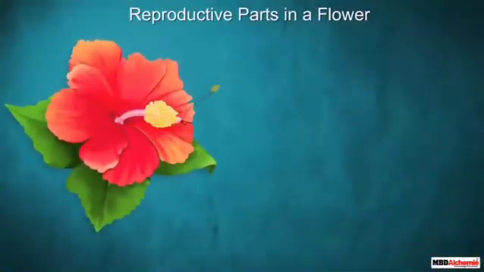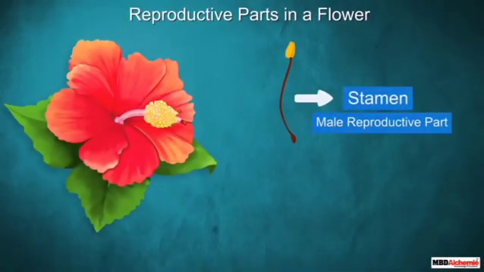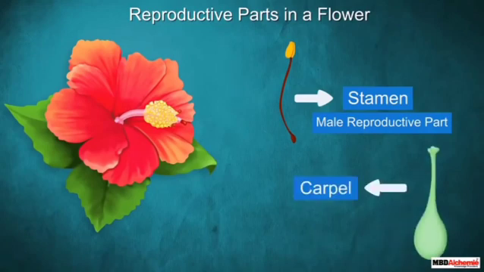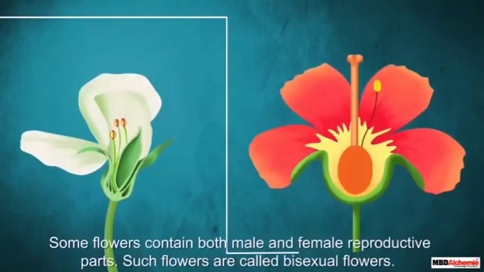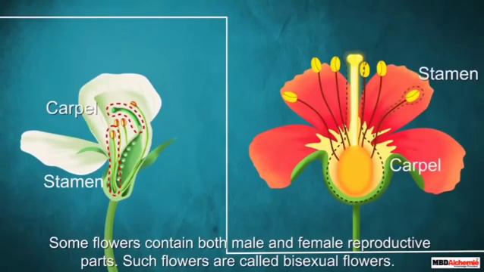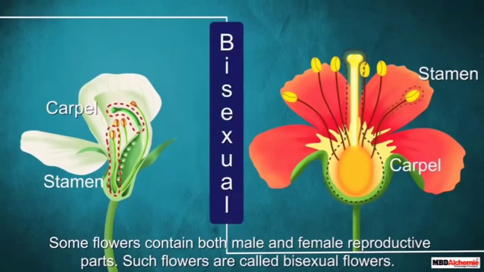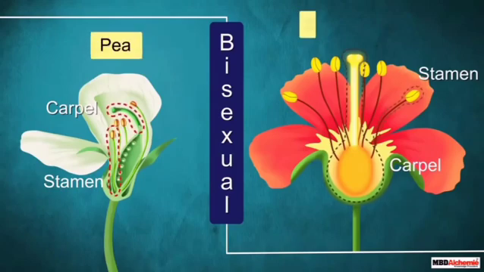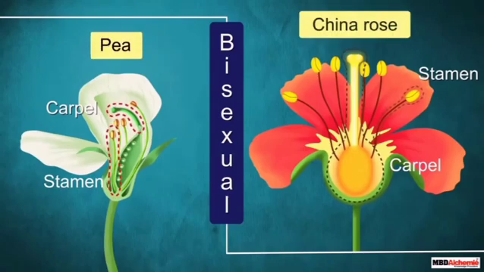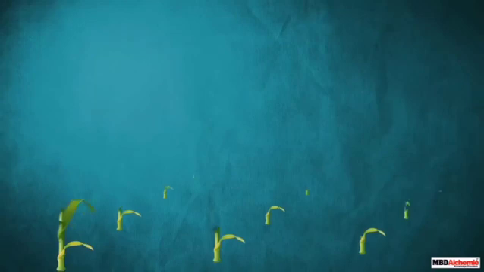In the flower, stamen is the male reproductive part, while carpel is the female reproductive part. Some flowers contain both male and female reproductive parts. Such flowers are called bisexual flowers. Examples include pea and China rose.